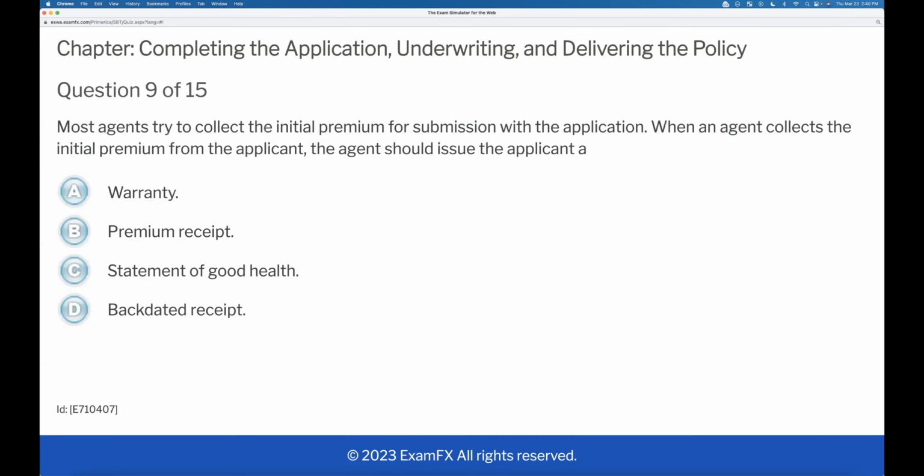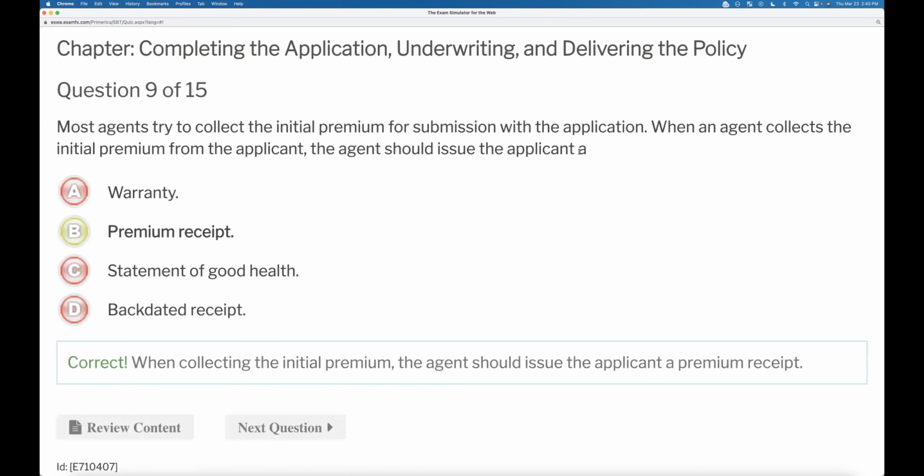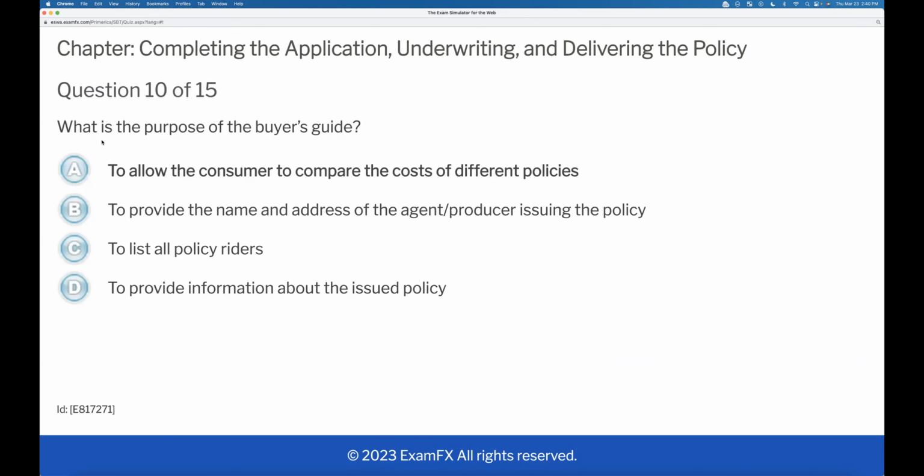That's amazing. Some agents try to collect the initial premium for submission with the application. When an agent collects the initial premium for application, the agent should issue the applicant a what? B. Premium receipt. Yes. What is the purpose of a buyer's guide?